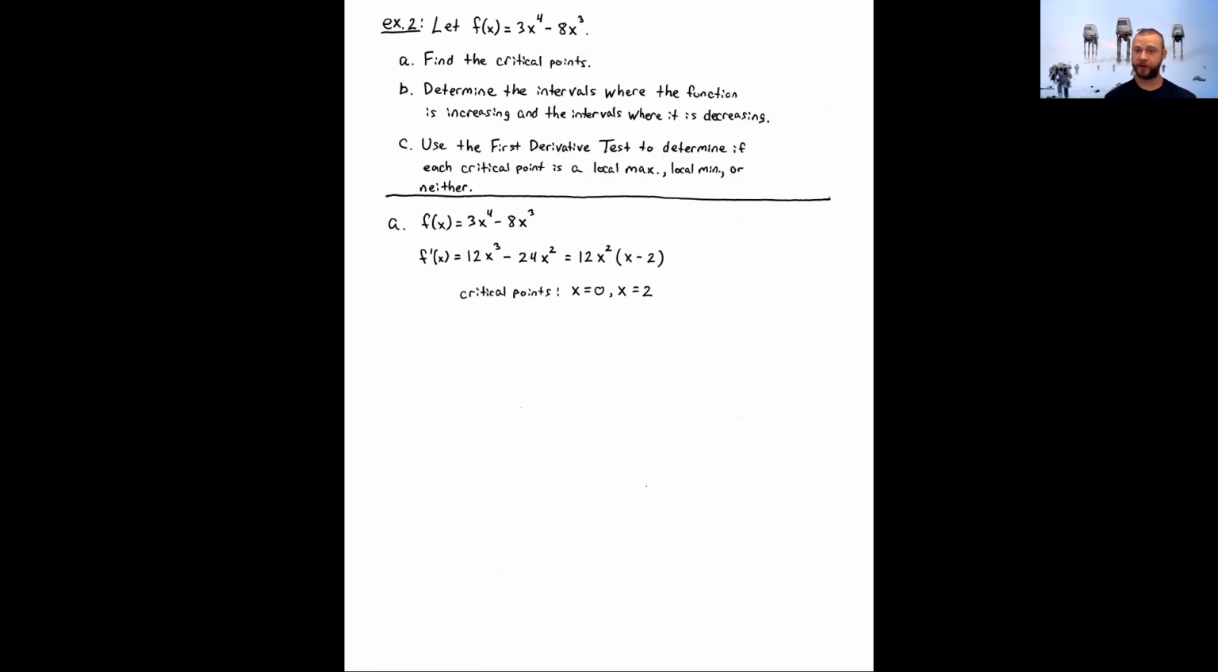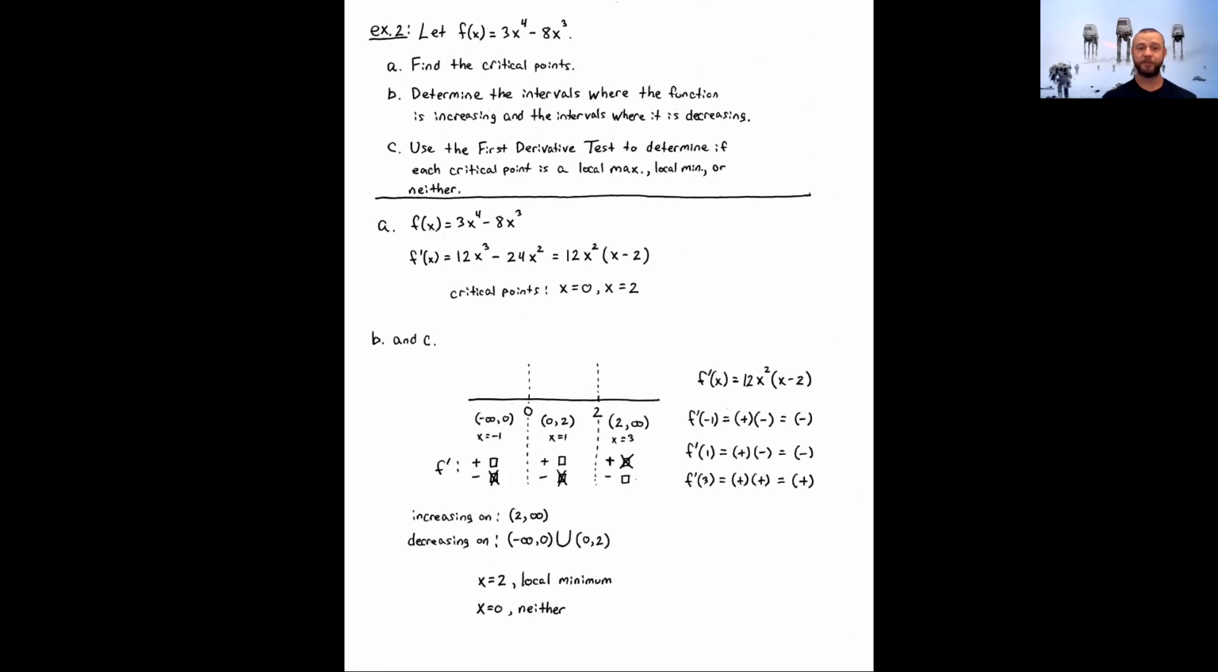So part A goes pretty quick. We have 2 critical points. This function, again a polynomial, is never undefined, so we don't have to worry about the possibility where the derivative is undefined to give us a critical point. Here, it's only where the derivative equals 0. Now, with our critical points, we can create our sign chart, and we're going to use it to simultaneously answer parts B and C.